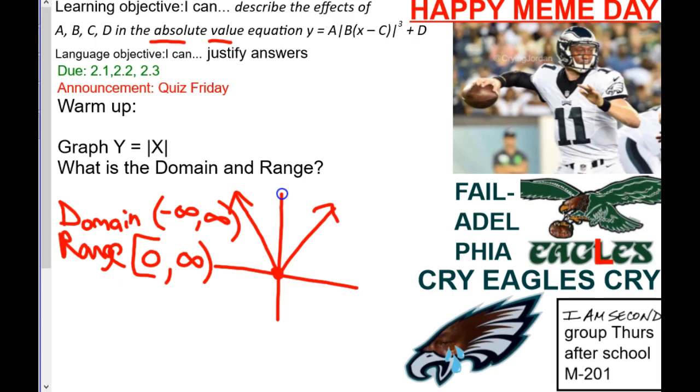All right. Now, I'm going to pass out the notes. We're going to be doing absolute value notes. By the way, 2.1, 2.2, and 2.3 are due. So if you haven't finished those, you should try to do that.